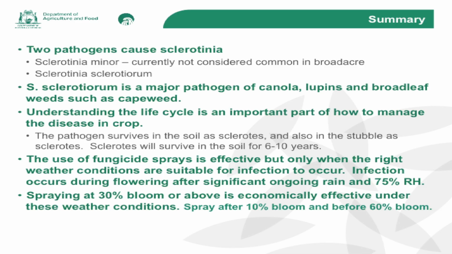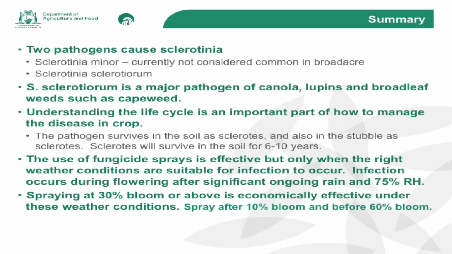So this is what we're going to be talking about today, the two pathogens that cause Sclerotinia. We'll talk about which crops are affected by Sclerotinia, and we'll be focusing on Sclerotinia sclerotiorum. We'll look at the life cycle and how that is important for understanding how to control the disease. We'll talk about the sclerotes surviving in the soil for up to 6 to 10 years and how you can use fungicide sprays and when the right conditions occur for the disease to be a problem.